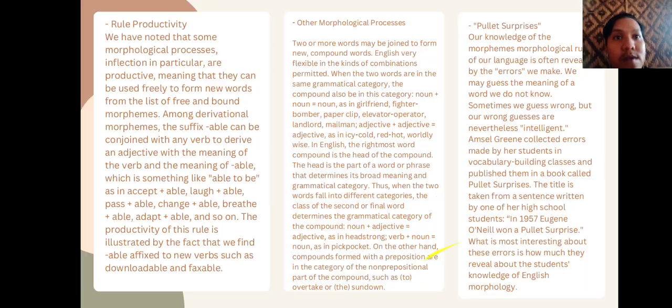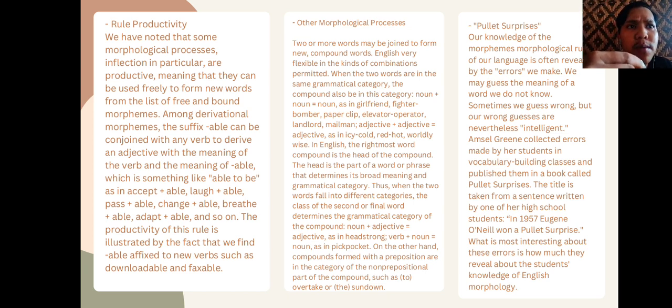To represent the hierarchical organization of words and sentences, linguists use tree diagrams. Rule productivity. We have noted that some morphological processes, inflection in particular, are productive, meaning that they can be used freely to form new words. From the list of free and bound morphemes among derivational morphemes, the suffix -able can be conjoined with any verb to derive an adjective with the meaning of the verb and the meaning of -able, which is something like able to be, as in acceptable, lovable, breakable, sensible, and so on. The productivity of this rule is illustrated by the fact that we find -able affixed to new verbs such as downloadable.